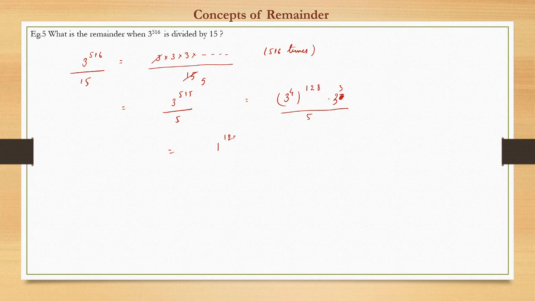So 1 raised to power 128 into 27 by 5, which is nothing but 1 raised to power 128 is 1 only, into 27 by 5. This is 1 into 2 by 5. So the remainder is 2. But here we had taken 3 common. So the final remainder would be nothing but 3 into 2, which is 6.